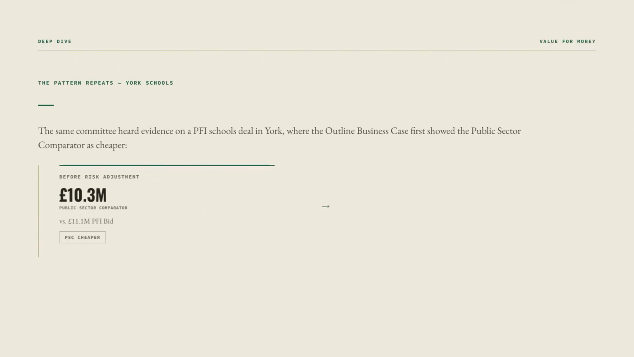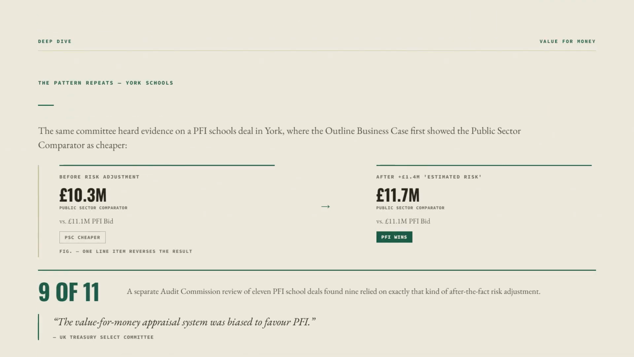That pattern wasn't isolated. The same committee heard evidence on a PFI schools deal in York, where the outline business case first showed the public sector comparator as cheaper, £10.3 million against £11.1 million for the PFI bid. A £1.4 million estimated risk figure was then added to the public comparator, reversing the result in the PFI's favor. A separate audit commission review of 11 PFI school deals found 9 relied on exactly that kind of after-the-fact risk adjustment. The committee's own conclusion: the value-for-money appraisal system was, in its words, biased to favor PFI.